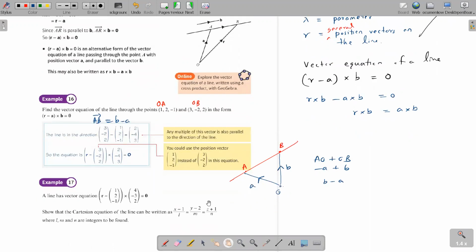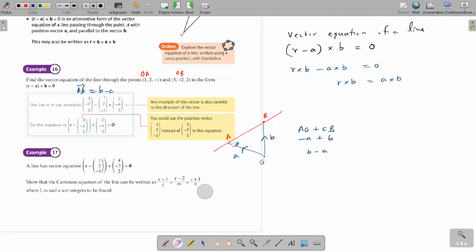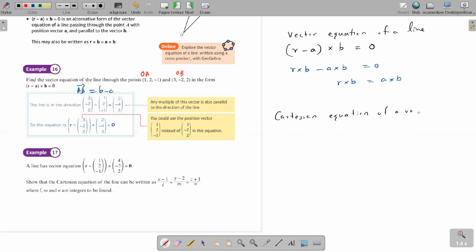I'll move on to the next one. So this is a very important one. The next part that we are learning is the Cartesian equation of a straight line. Write that down, because that is a very important one. The Cartesian equation of a line, of a vector line. So how do we write the Cartesian equation of a line, children? The method that we use is here.